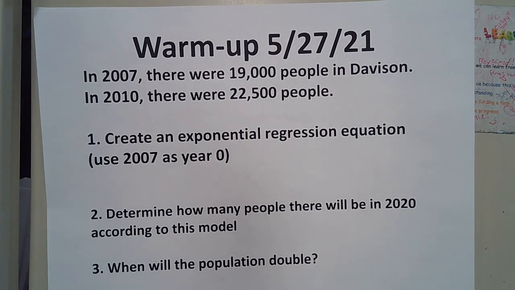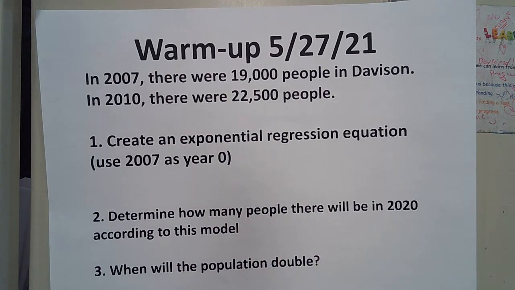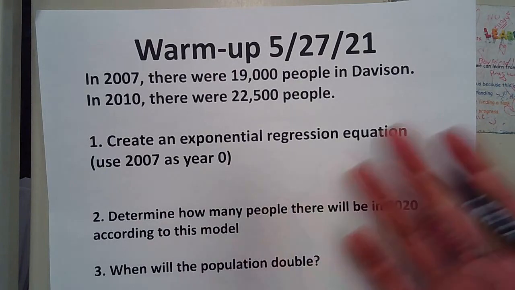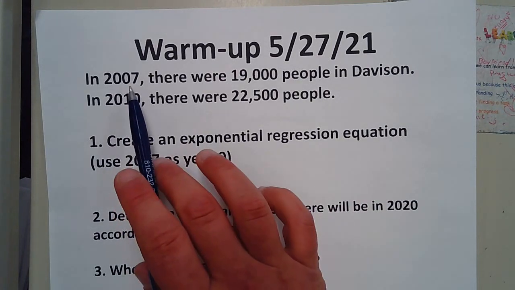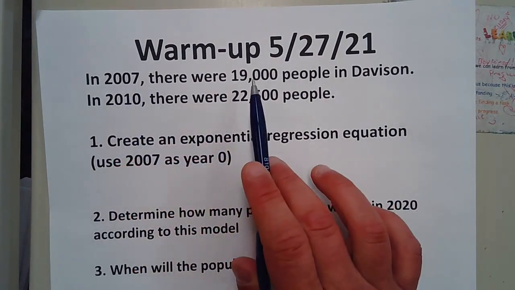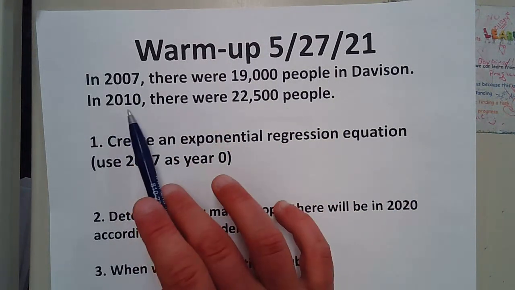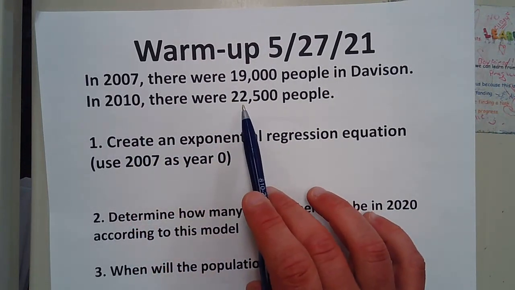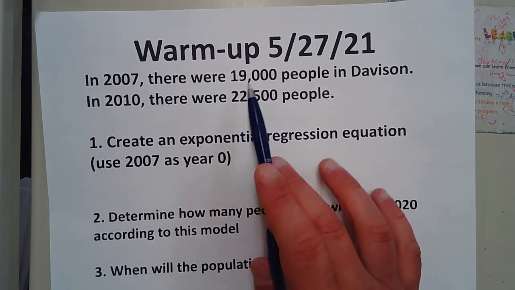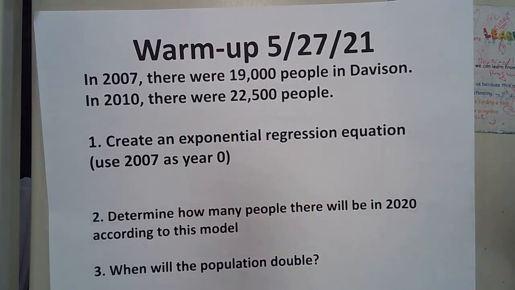All right. In the notes yesterday, we did a regression problem where you had some data, you used it to find an exponential regression equation, and then answer various questions about it. Here's a really typical one. It gives you the population of Davison in 2007. This is 19,000 people. Gives population in 2010, 22,500. I don't know if these are accurate. I just guessed a few numbers.